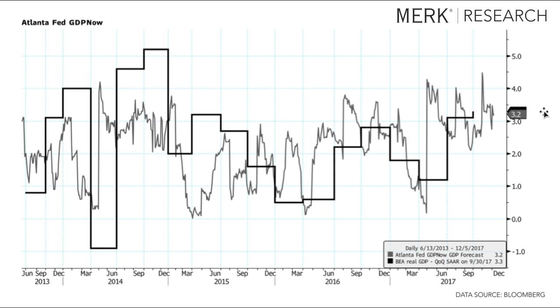But the idea is that it looks like growth is going to come in around 3% again for the fourth quarter, which would suggest that we've had about 3 quarters in a row now of 3% growth. So this chart's not necessarily a great leading indicator. The main takeaway here is that it looks like GDP growth looks stable around 3% for the time being.